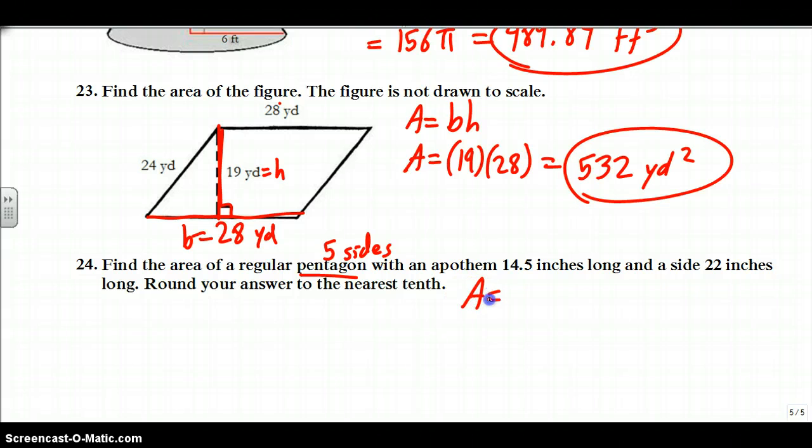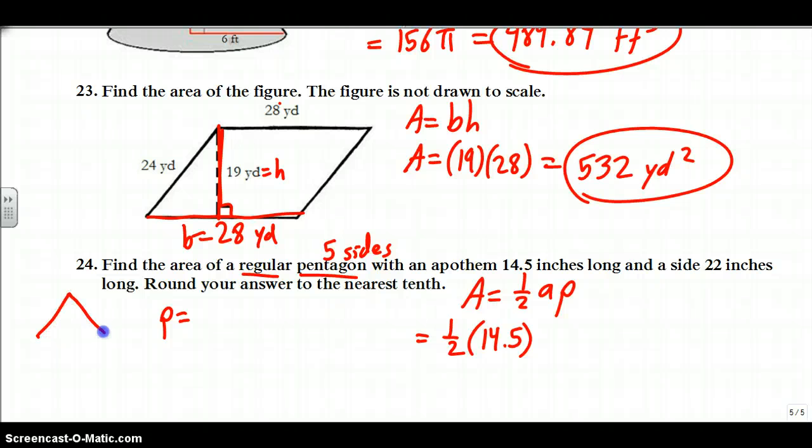Well, area formula for a regular anything is 1/2 the apothem times the perimeter. Good news, they gave us the apothem. The perimeter we don't have. However, regular means all of its sides are equal. Okay, so I could draw you a quick sketch. If it's a regular pentagon, all 5 of its sides, that's a terrible sketch. All 5 are equal and they're all 22, right?